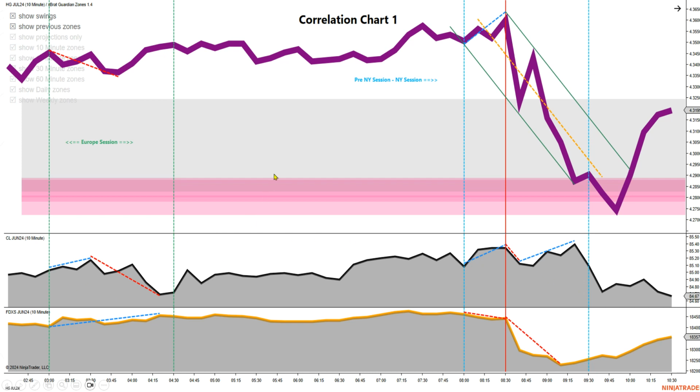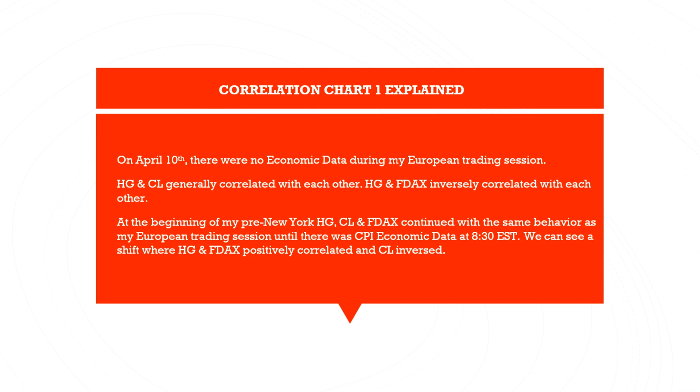Perfect, everything's done, and then he actually gave me a breakdown of what he's observed. So there was no economic data during the European trading session on this particular day, so copper and oil generally correlated with each other. Copper and FDAX, which is the futures for the DAX, the German stock market index, were inversely correlated with each other. So at the beginning of the pre-market New York session, all three continued with that same behaviour during the European session, and then there was CPI economic data at 8:30 EST. You can see that there's a shift in copper and FDAX positively correlated and CL inversed.